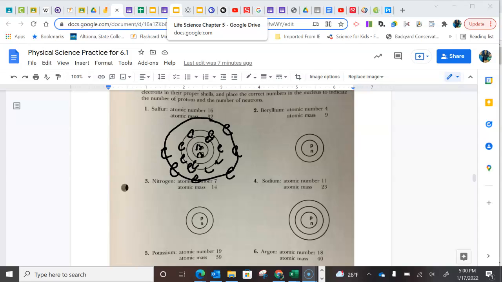Okay, this would be like 8. It has 6 and wants to get to 8. What do you do? You would gain 2 electrons.